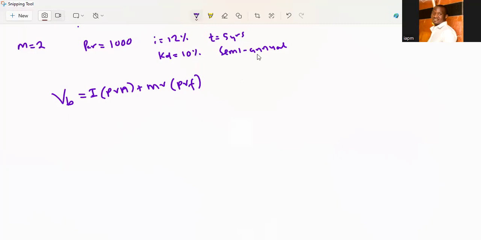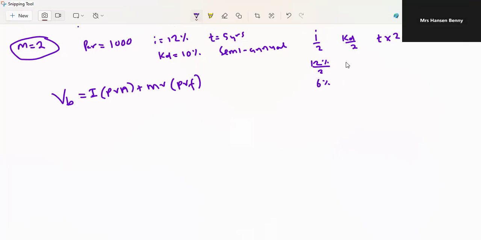Now it's semi-annual. Whenever it's semi-annual, you need to adjust 3 things. All interest rates, whether it's the small i or the market rate, you divide them by the number of compoundings, by 2. And the time, you multiply by 2. Those are the adjustments. So our coupon interest, instead of 12%, is 6%. Our market rate, instead of 10%, is 5%. Our time, instead of 5, we multiply by 2, so it will be 10. It is 5 years, but 10 periods.